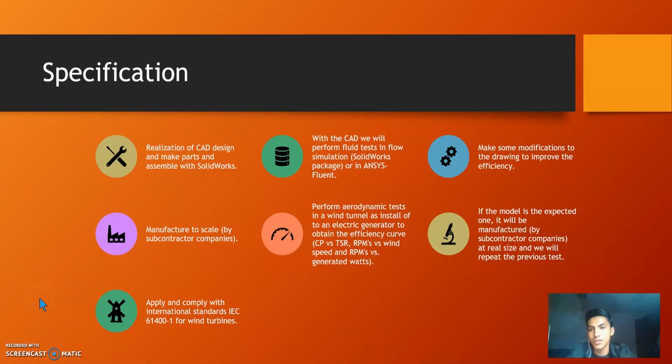The specifications for this project are the realization of the CAD design and making parts and the assembly with SolidWorks. After, with the CAD, we will perform fluid tests in the flow simulation in SolidWorks package or in Fluent. Next, make some modification to the drawing to improve the efficiency. After, manufactured to scale by subcontract companies, and next perform aerodynamics tests in a wind tunnel and install up to an electric generator to obtain the efficient curve.